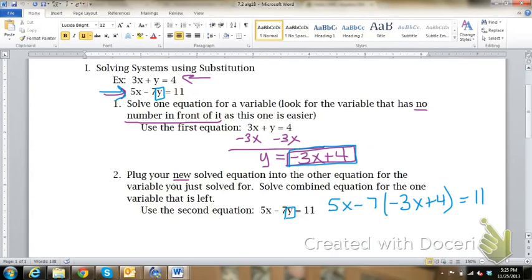Now you see that my whole equation has x's in it. Now I can actually solve this equation. So I distribute my negative 7. 5x plus 21x minus 28 equals 11. Combine like terms, 5x and 21x makes 26x minus 28 equals 11. I'm going to have to scroll down, so pause and copy that down before I scroll.